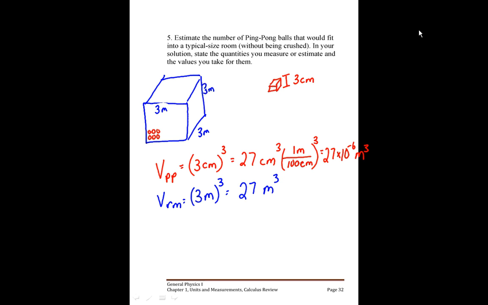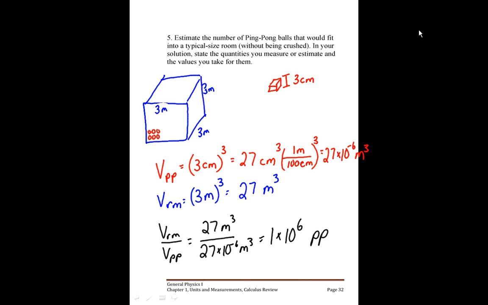Now I just take the ratio of the two and figure out how many ping pong balls will actually fill up the room. So I say V room over V ping pong ball. That's going to be 27 cubic meters over 27 times 10 to the minus 6 cubic meters, and that'll give me a number of ping pong balls. 1 times 10 to the 6 ping pong balls will fill the room.